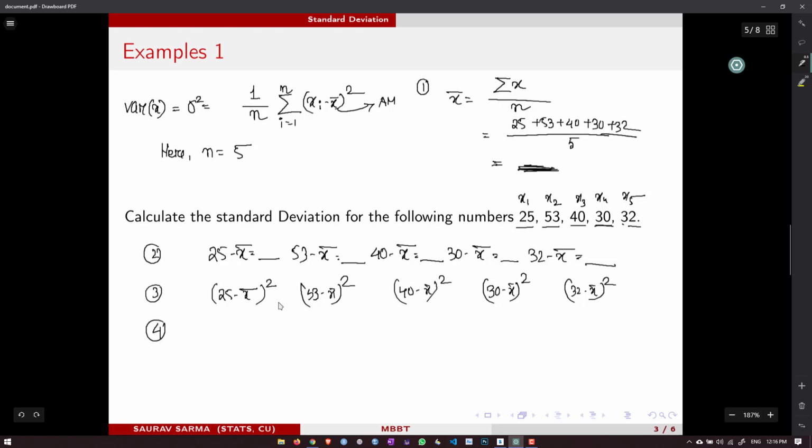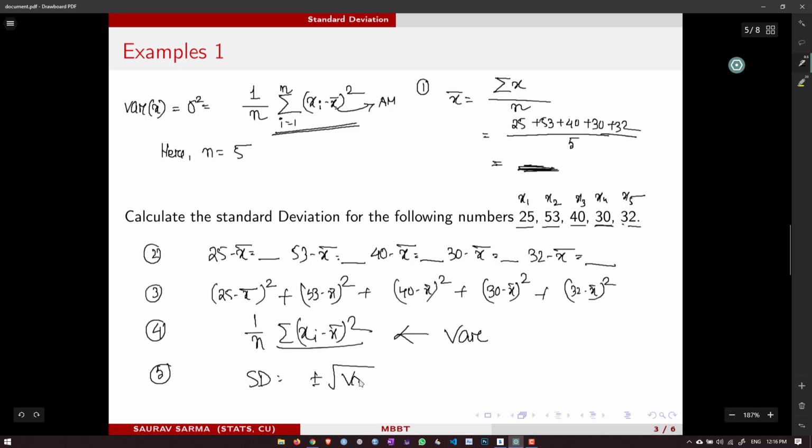And number 4 is you will have to take the sum. You will add them, and you will get up to this point: summation xi minus x bar whole square. The last step is you will have to divide it by n, that is 1 by n summation xi minus x bar whole square. N is the number of observations, 5. That will give you the variance. The last step is that standard deviation will be plus minus root over variance. These are the steps. So let's go to the solution.